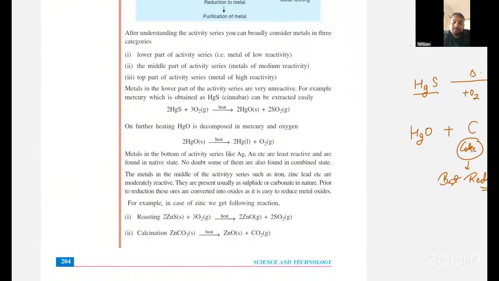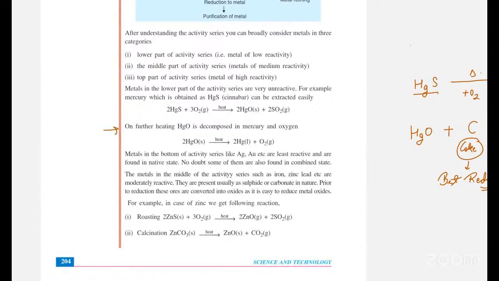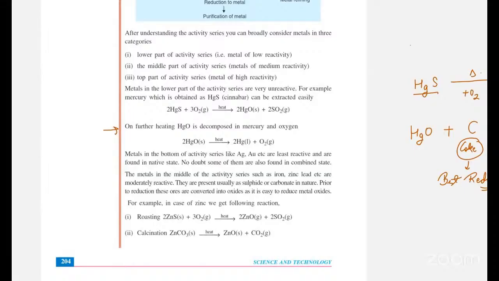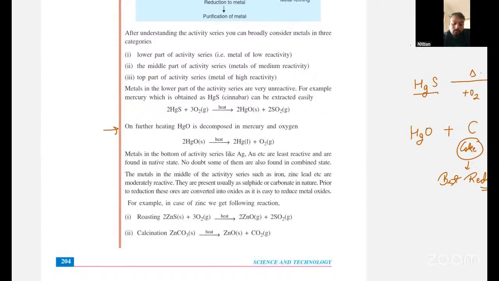On further heating, HgO is decomposed into mercury and oxygen: 2HgO heat 2Hg + O2. Metals at the bottom of the activity series, like Ag and Au, that is silver and gold, are least reactive and are found in the native state.